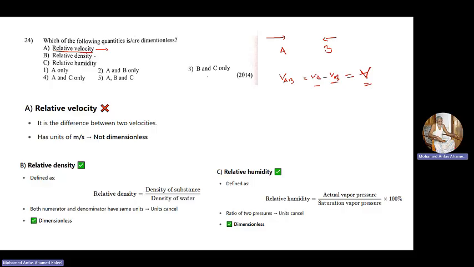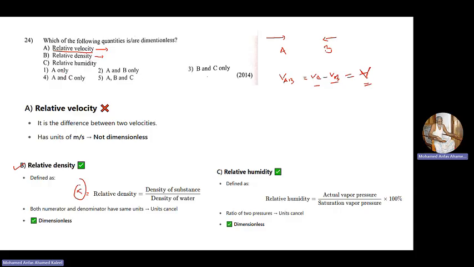What about the relative density? For relative density, we are comparing the density of the substance with the density of water. So it is density over density, and the relative density doesn't have a dimension. So statement B is correct: relative density is dimensionless.